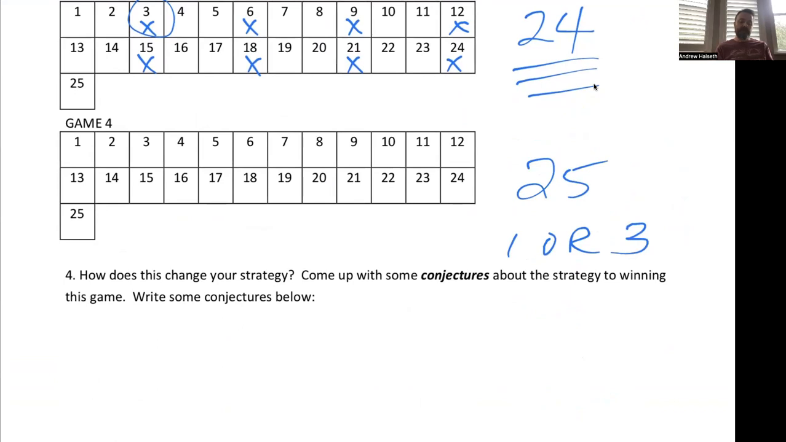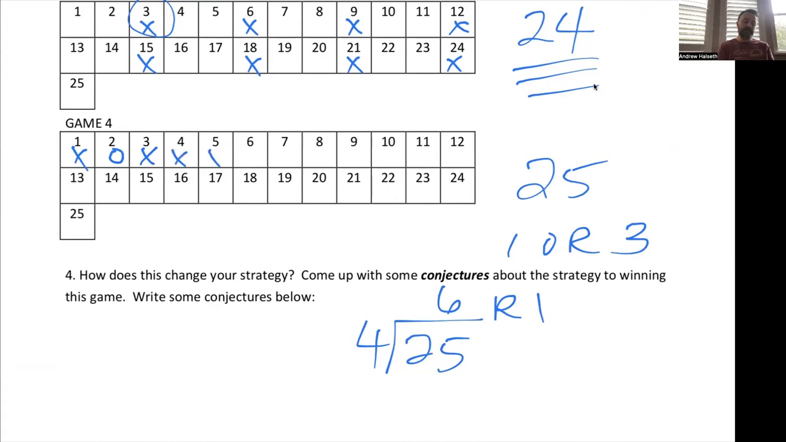Let's try it out. So 1 plus 3 is 4. 4 goes into 25 6 times with 1 left over. So what if I took 1? If I go first and I take 1 and I just do the opposite of my opponent, will I win? Let's try it. Okay, I took 1. My opponent, let's say they'd go with just 1. So that means I'm going to do the opposite, which in this case is 3, right? Because I have choices of 1 or 3.